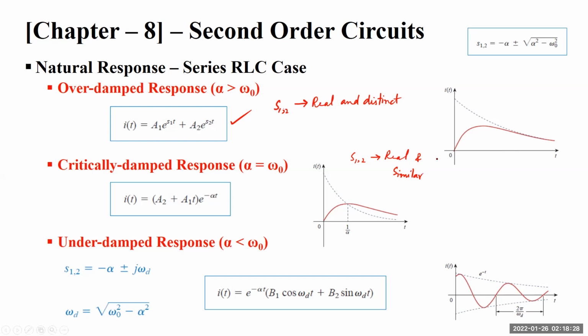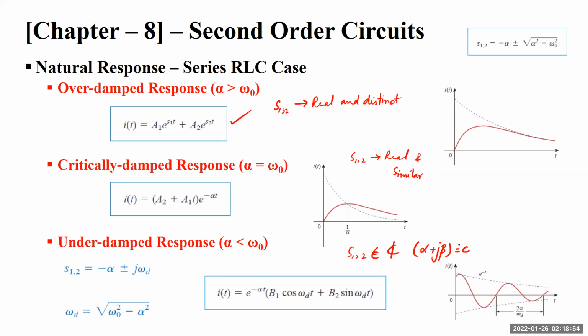So we have two similar roots, and those two roots are real values. And then the third case, that is the interesting one, where S1 and S2 belong to complex numbers. For a complex number, remember we have alpha plus j beta. It can be any complex number C. So alpha plus j beta is the generic form of a complex number.